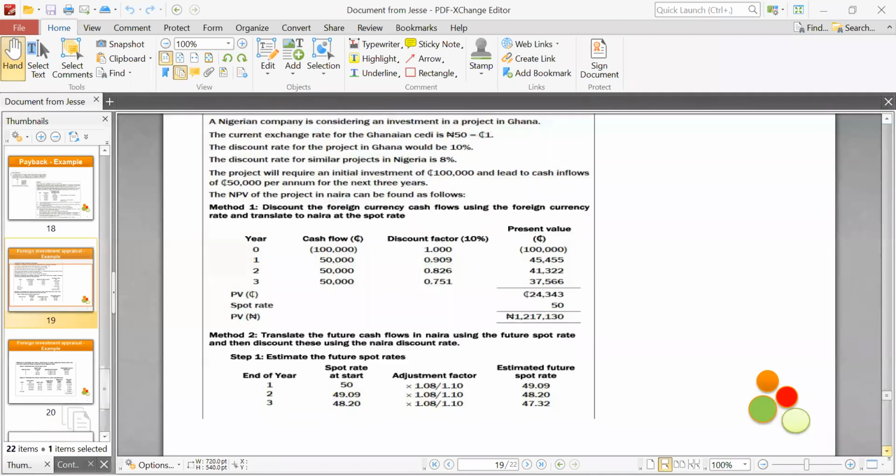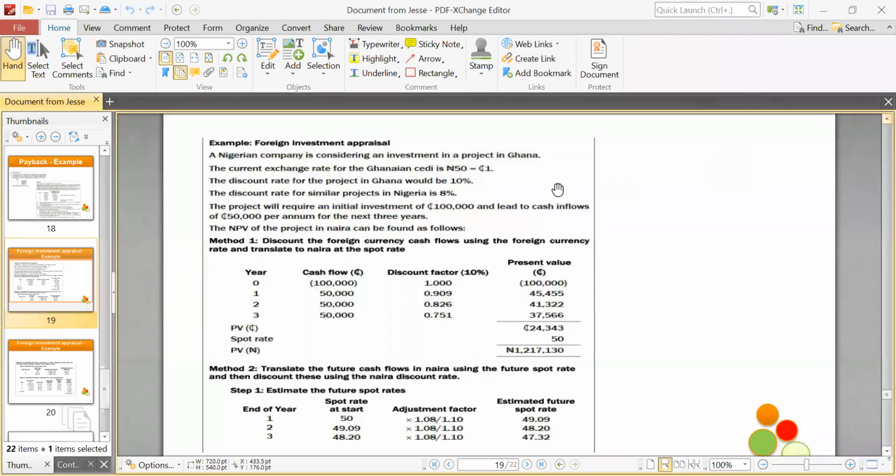So it's giving us two methods. You can use any of the two methods. And for anyone who has done NPV, this should be simple. But if you haven't done NPV, that's fine. We'll go through. The NPV of the project in naira can be found as follows. If you have done NPV before, let me just go through because it's necessary that we understand it.